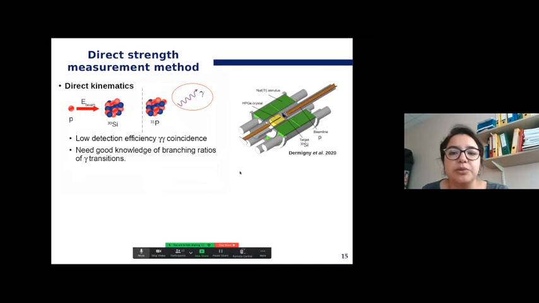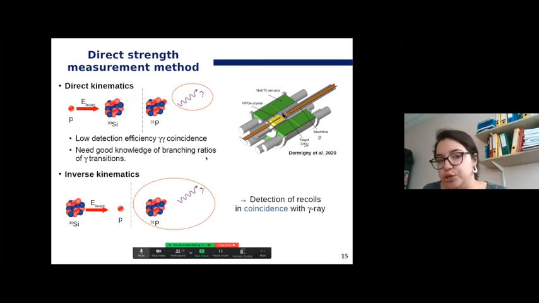Direct measurements can be performed in direct kinematics, which means that the target nucleus is heavier than the beam nucleus. This was the configuration of the previous direct measurement for silicon 30(p,gamma) performed by Dermini with a silicon target and a proton beam. In direct kinematics, the compound nucleus remains in the target, only gammas are detected, and in order to have a proper signal over background ratio, a gamma-gamma coincidence measurement is needed. This reduces significantly the detection efficiency and relies on a good knowledge of the decay scheme and the branching ratios.